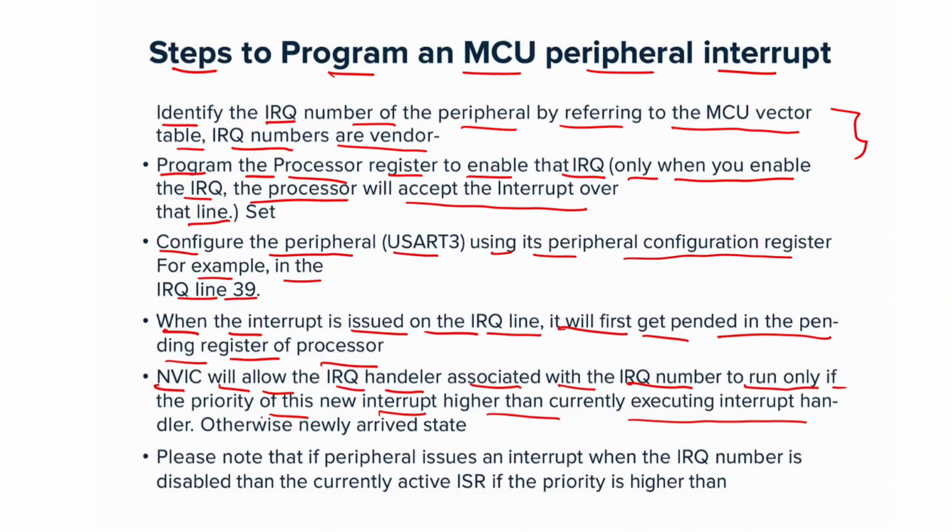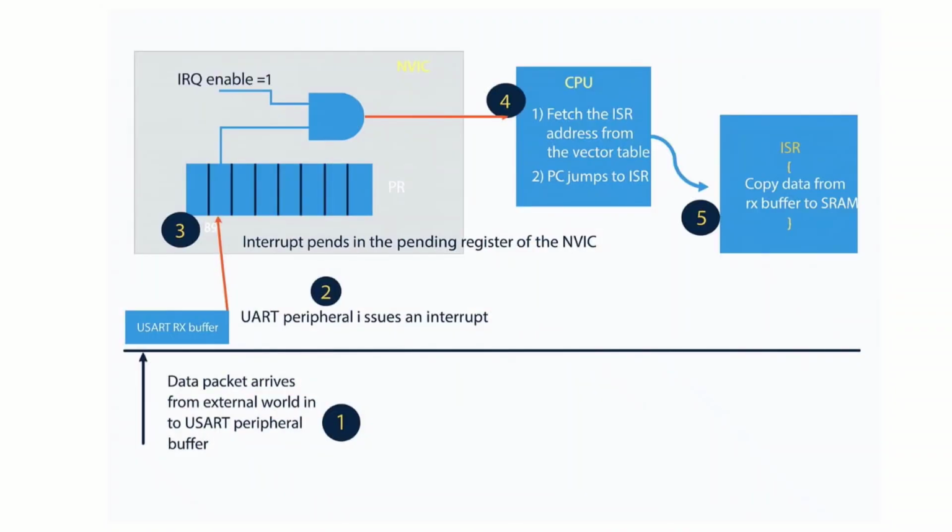Which means whenever that bit is pended and the interrupt is enabled on the IRQ number, then your NVIC will allow the IRQ handler associated with that IRQ number to run only when the priority is higher than the existing one. Now it may confuse you, but don't worry, I'll explain everything clearly.